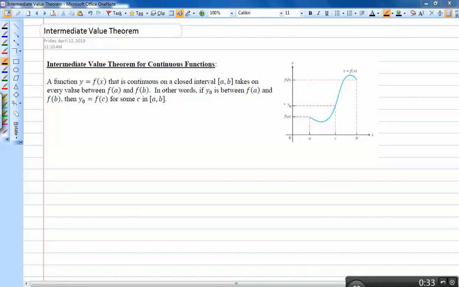So that means if y0 is between f of a and f of b, then somewhere between a and b, you get an x value that gives you that y value. So let me write this a slightly different way, and you can see if that makes more sense.